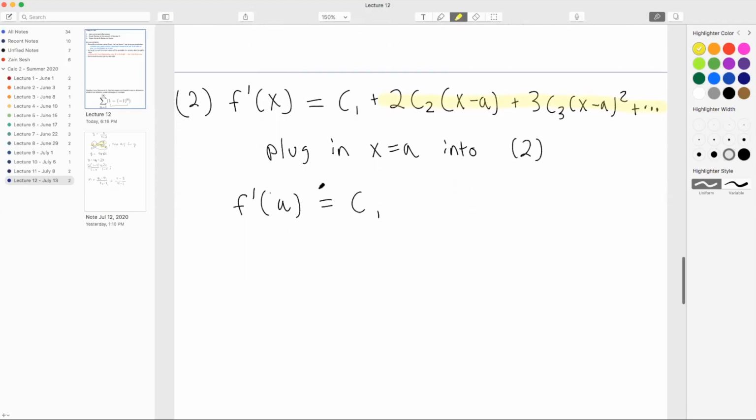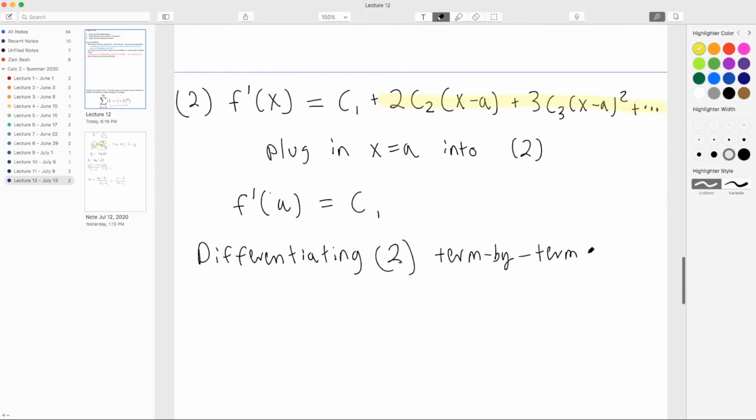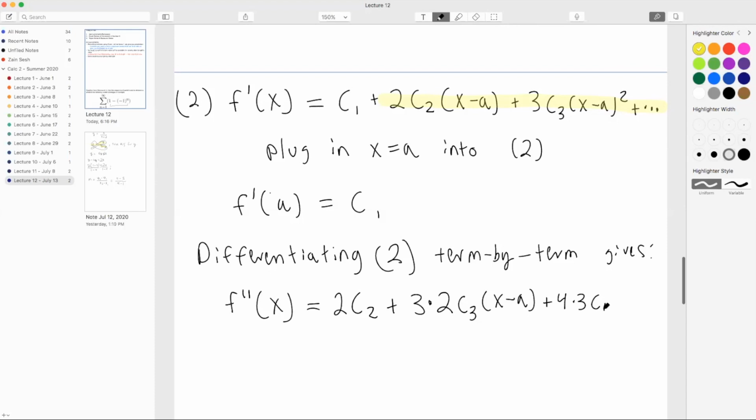Now let me differentiate equation 2. We're just trying to get a formula for the coefficients c sub n. Differentiating 2 term by term, on the left side I get f double prime of x, the second derivative. Now on the right side, just use the power rule again. So we get 2c2 plus 3 times 2 c3 times x minus a plus 4 times 3 c4 times x minus a squared plus dot dot dot.